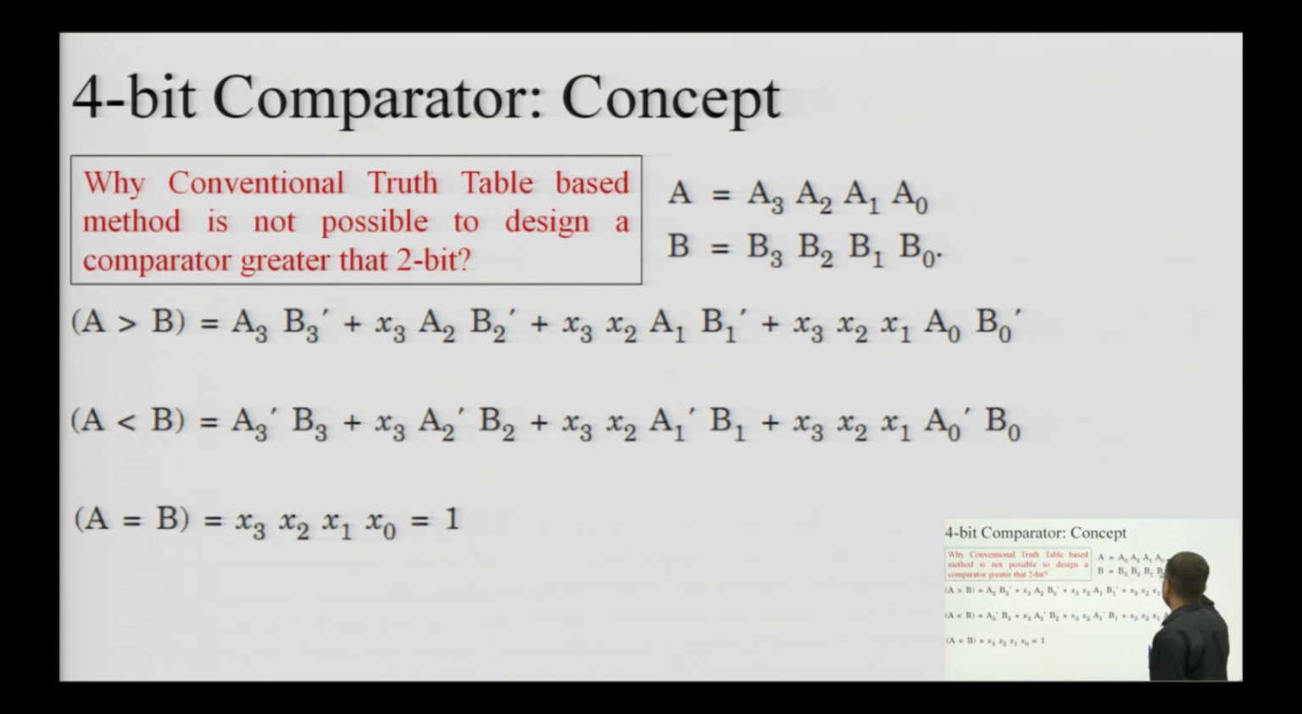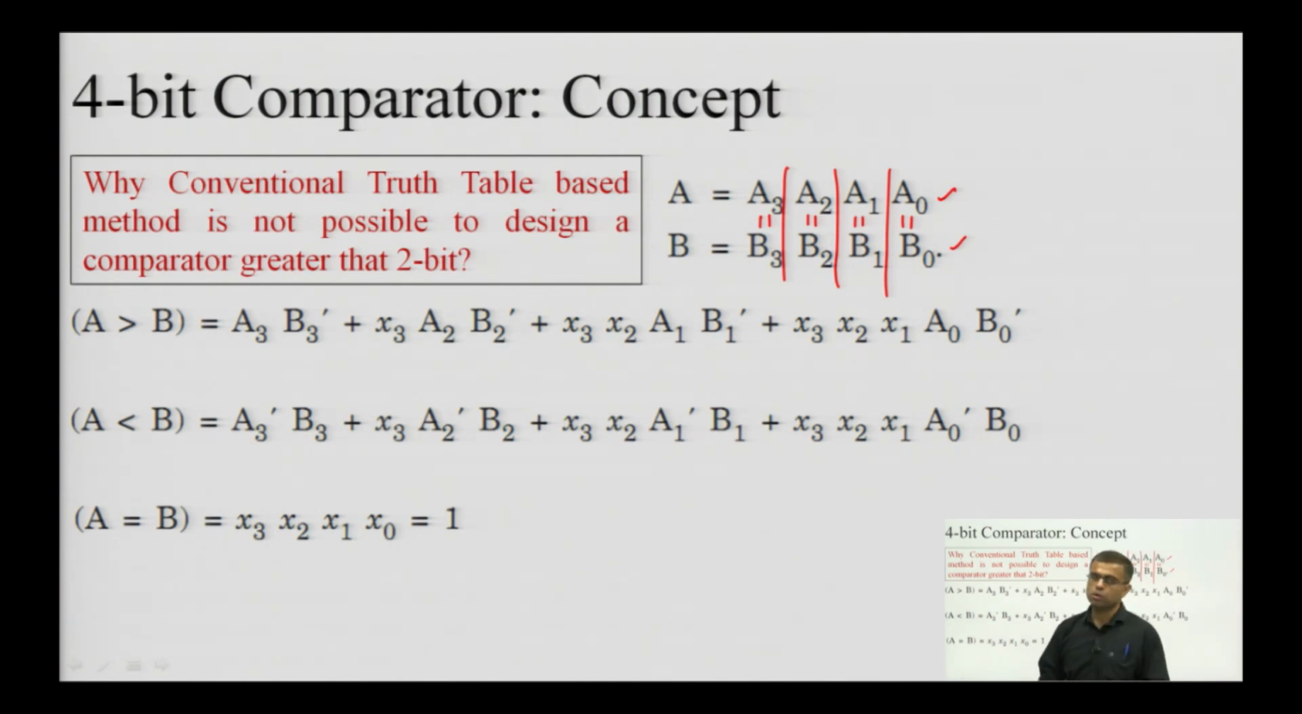For that, let us say A is equal to A3, A2, A1, A0, and B is equal to B3, B2, B1, B0. Okay. So, for A greater than B, we have to write an expression. We can write it directly, but for that let us first write the expression for equal, because it is very easy. The only possibility that these values will be equal is A3 equal to B3, A2 equal to B2, A1 equal to B1, and A0 equal to B0. So, let us say these are indicated by x3, x2, x1, and x0.